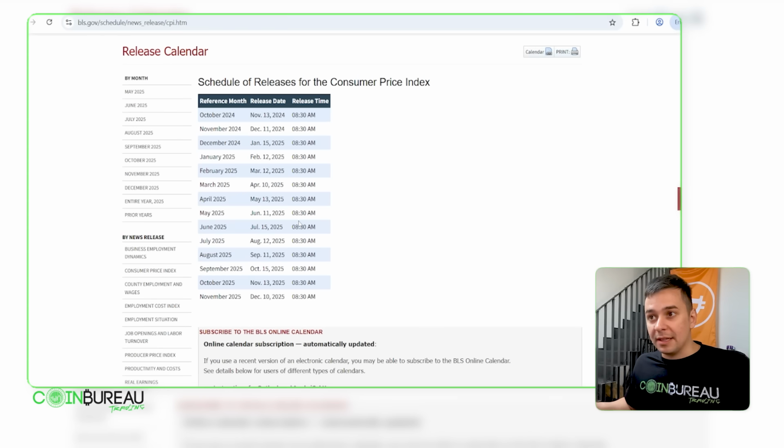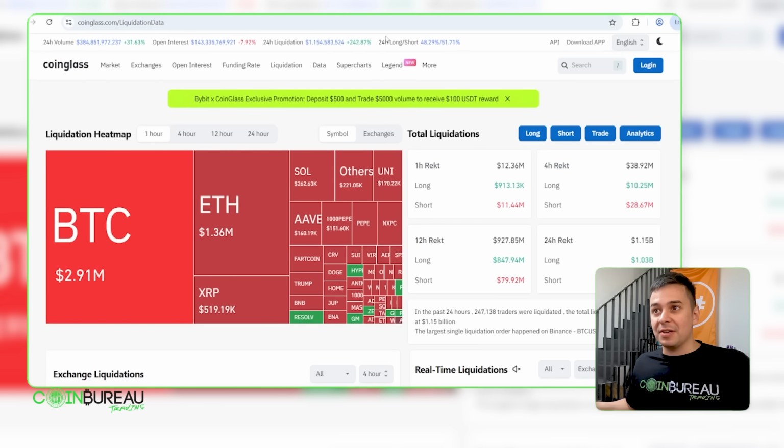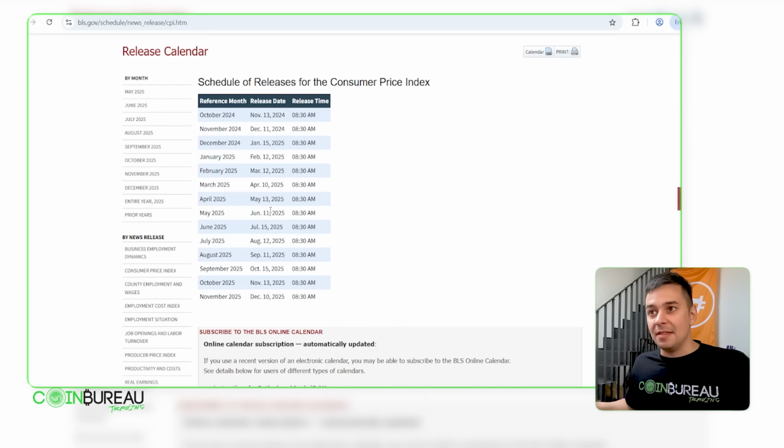When you get this CPI print, zoom in to Bitcoin, the 15-minute chart or 1 hour chart. It's just like a freaking zoo, so this is the type of price action that happens. And of course, that begs the question of how exactly can you trade these catalysts?